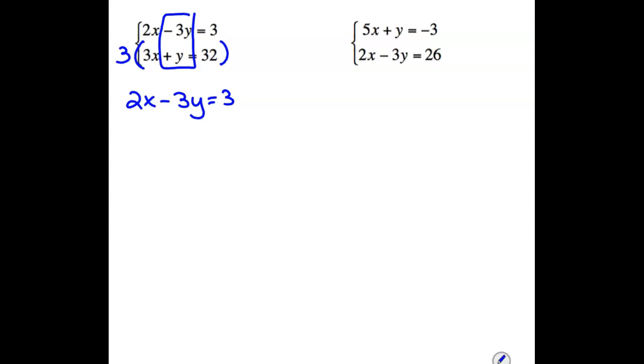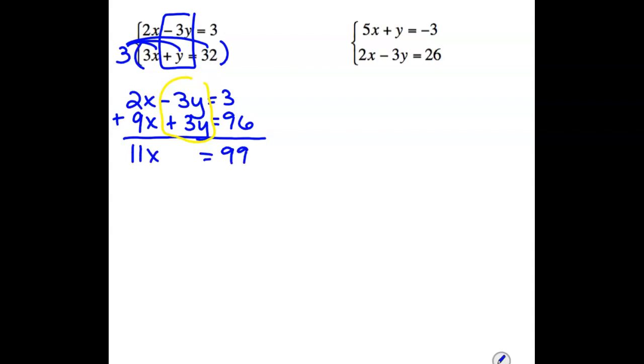I'm going to multiply the second equation by a 3, and be sure that you multiply all the pieces. So 3 times 3x would be 9x, 3 times y is 3y, and 3 times 32 would be 96. Now when we add our equations together, our y's, which we were trying to make be opposites, are in fact opposites. So we can add them together and the y's will drop out. We end up with 11x equaling 99. When we divide out the 11, we've got x being 9.